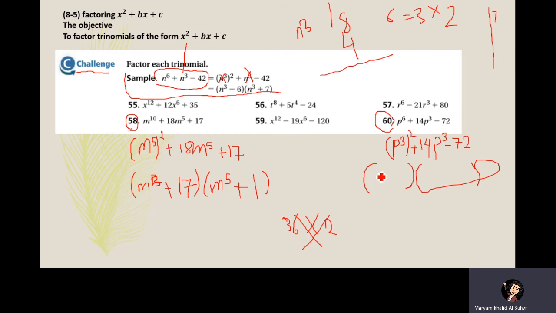But where am I supposed to put my p to the power 3? I have 18, I have 4. Where am I supposed to put my negative? Since this one is positive, once I subtract them, I want the larger one to be positive, so I will put plus 18 and minus 4, to have the 72 as minus. So that's the idea from this lesson.